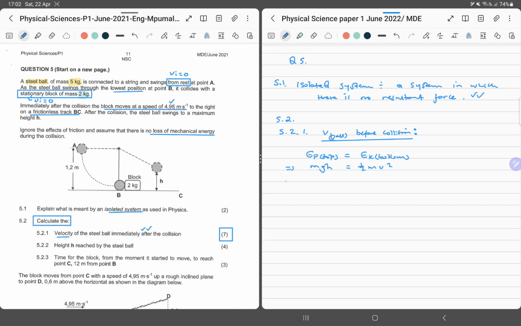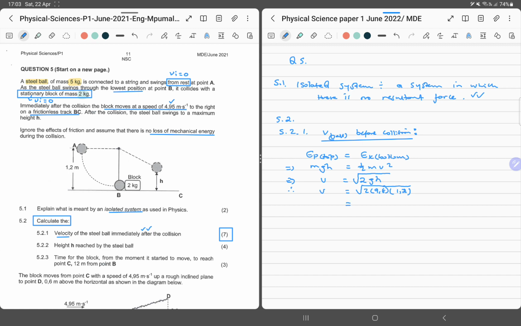And remember, this therefore implies that our velocity is going to be the square root of 2gh. Remember, when you cross multiply by 2, there you get 2mgh. You divide, m cancels out, so you get 2gh. You take the square root. That is what happens. Therefore, v is going to be the square root of 2 into 9,8 into the height, which was 1,2.